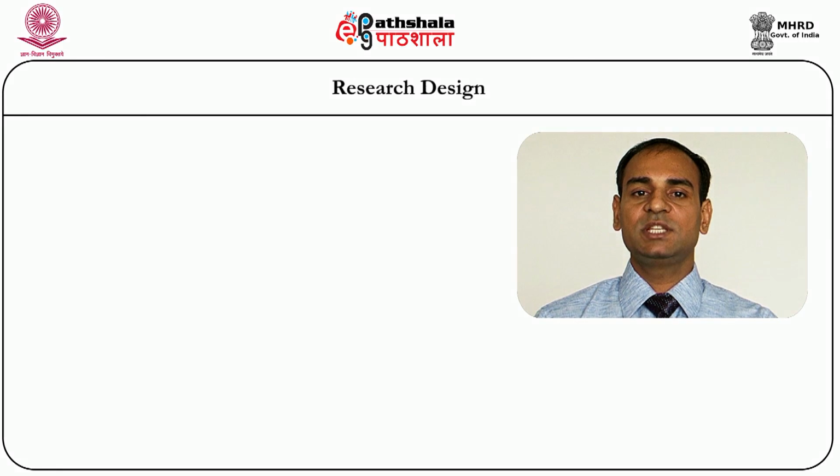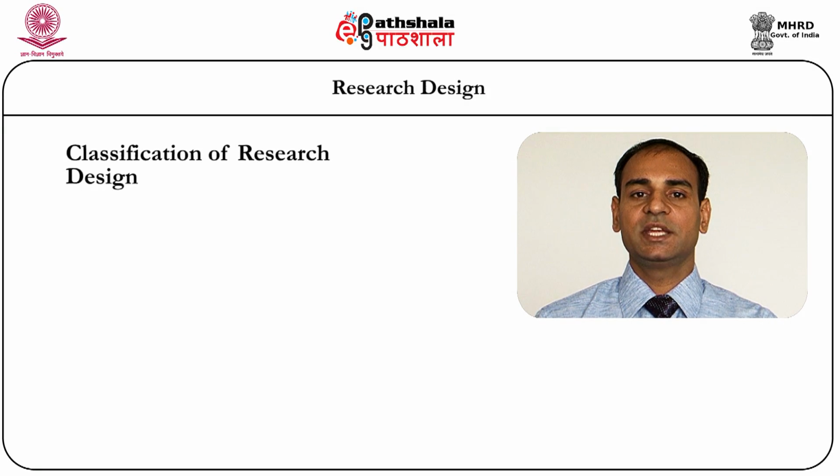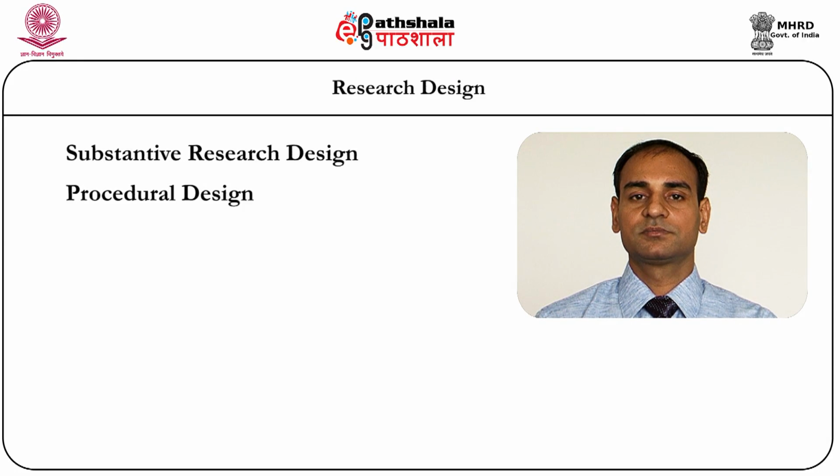On these bases, objectives and purposes of research can be classified in two categories: one is substantive design and the other is procedural design. In every research, this research design is formulated in two stages. First is the substantive part and second is the procedural part. In designing, the substantive part comes first.